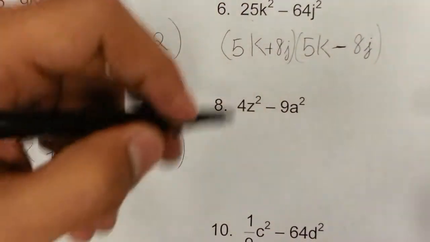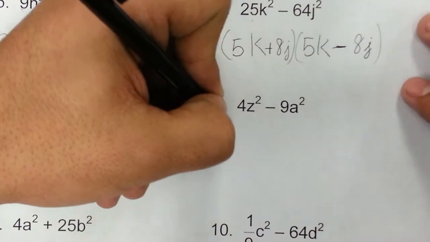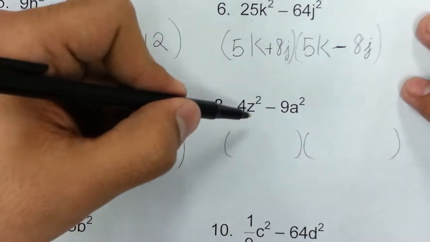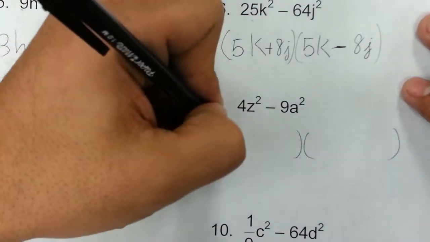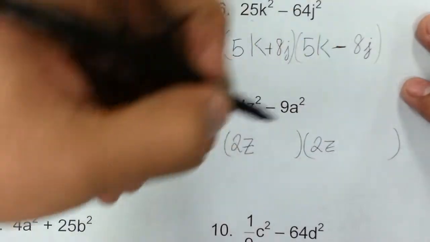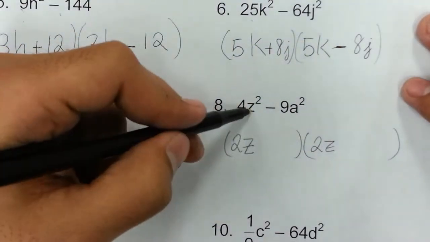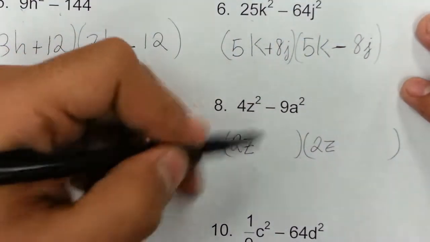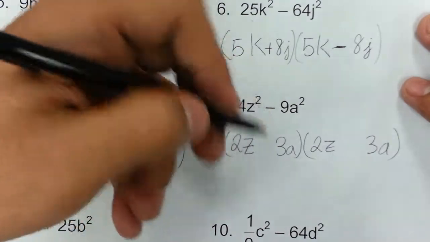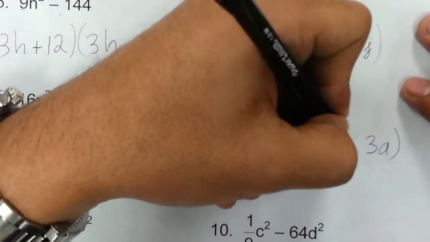For number 8, we've got 4z squared minus 9a squared. So we'll open up parentheses. Now let's think. For 4z squared, we've got a 2z and a 2z. 2 times 2 is 4, z times z is z squared. Then we'll need the 9a squared, which can be written as 3a and 3a. 9a squared is our negative term, so we need a positive 3a and a negative 3a.